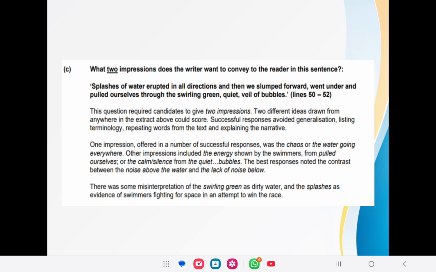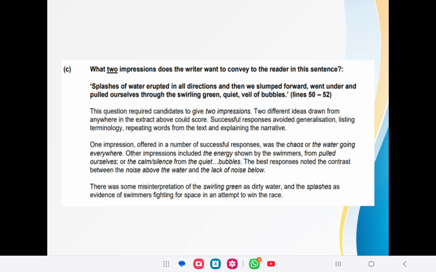That was quite evident in the first line. Splashes of water erupted in all directions. That shows lots of activity also. Was the chaos or the water going everywhere. Other impressions included the energy shown by the swimmers from pulled ourselves, or the calm silence from the quiet bubbles. The best responses noted the contrast between the noise above the water and the lack of noise below.